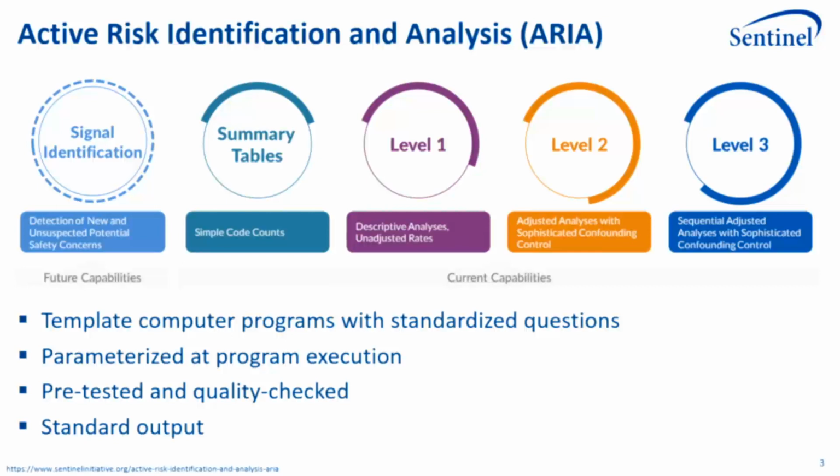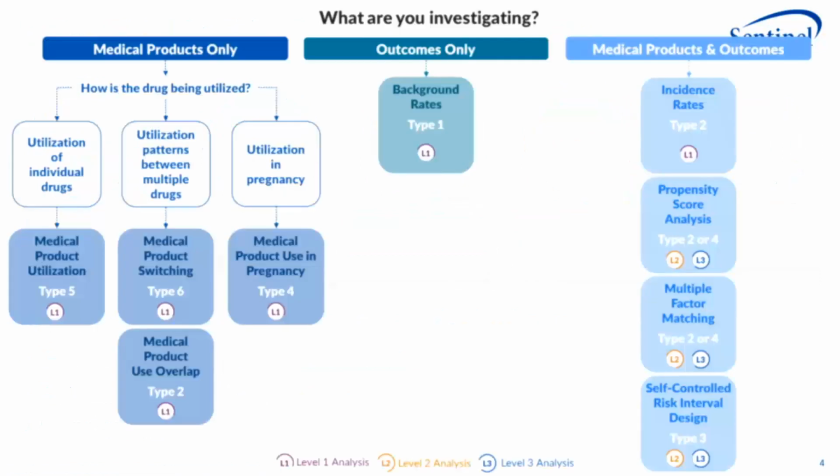This is the high-level display of the different levels of analyses that we can conduct within Sentinel. We use, as Judy said, these SAS programs that we call tools that can be parameterized and can be used to ask a number of different types of questions and provide standard output. That output is what I'm going to be showing you momentarily. This is the other view that Judy was showing you this morning, and this tells you about the different types of analyses within those different levels.